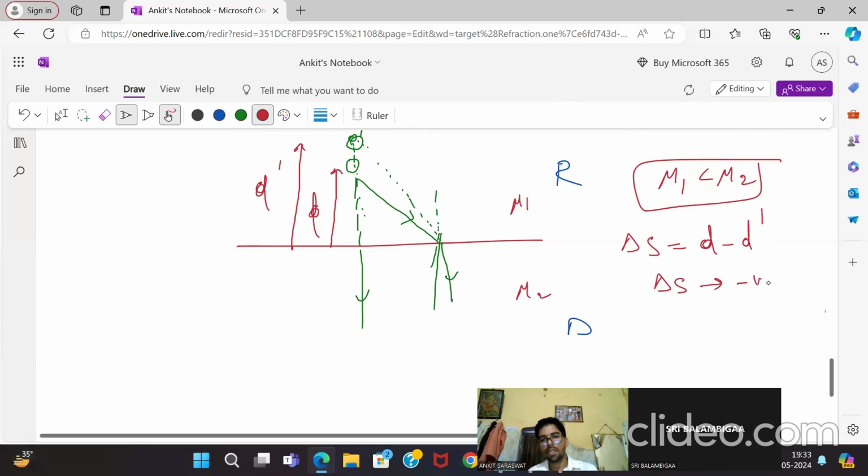Negative. Very good. That is why it is shifting in the opposite direction of the incident ray. Our incident ray is like this, and it is going to shift like this, O to O dash. Clear? Any doubt? So shifting delta positive means our object will shift in the direction of the incident ray. Shifting negative means our object will shift in the direction opposite to the incident ray. Is it clear? Any doubt?